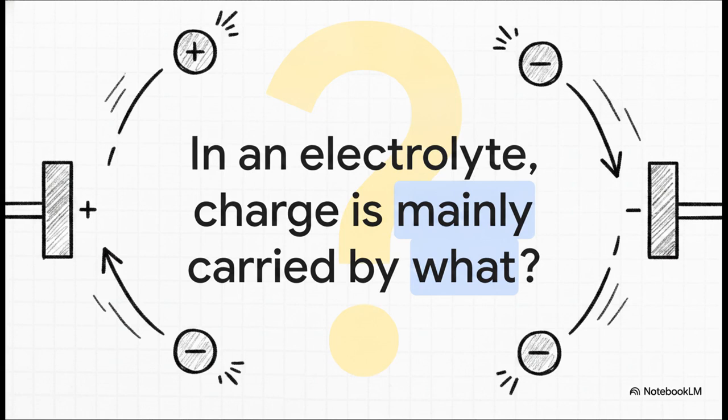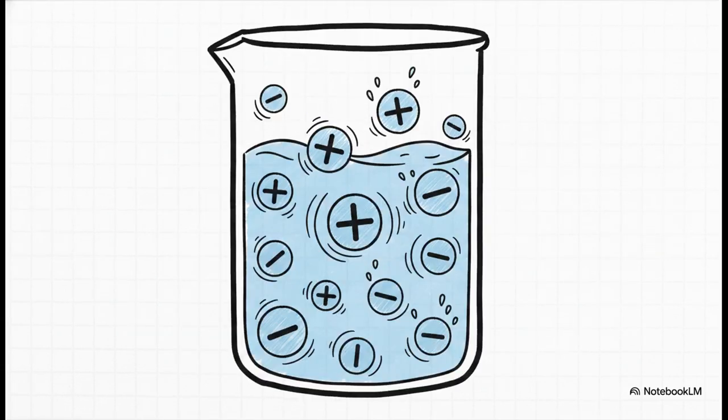See if you can recall what acts as the people moving inside our building analogy from just a minute ago. In an electrolyte, electric charge is mainly carried by A, atoms, B, ions, C, electrodes, or D, neutrons. Take 3 seconds to lock in your choice. If you went with B, ions, you absolutely nailed it. Ions do all the heavy lifting of carrying the charge through the liquid. Remember, both cations and anions are moving around in there as the mobile charge carriers that make internal conduction possible.